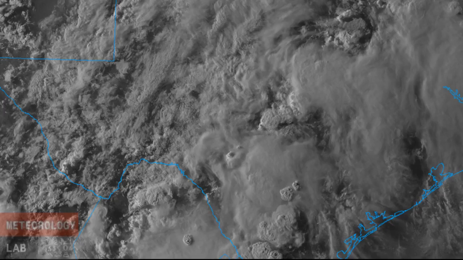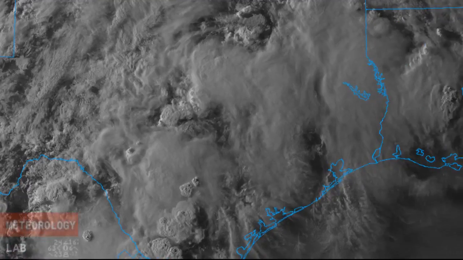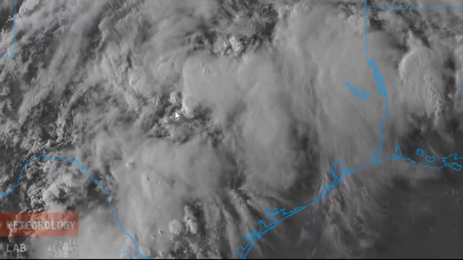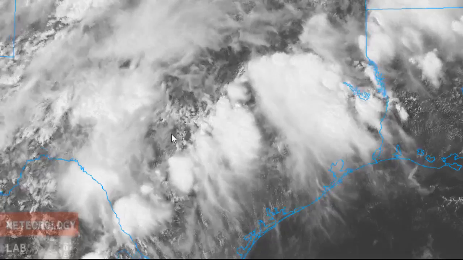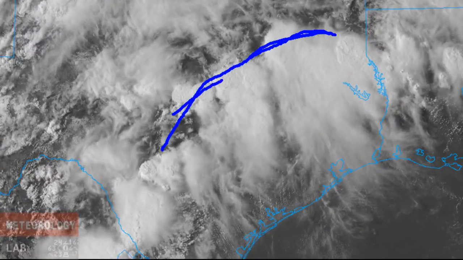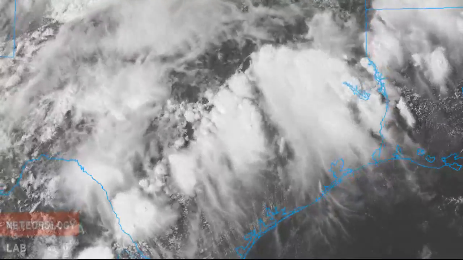All right, let's see what else. Let's get a couple more sectors here. We'll look at Texas. Looks like a pretty good surge of, I'm not sure if that's a sea breeze or an outflow boundary, but it's very definitely able to pick that out there.